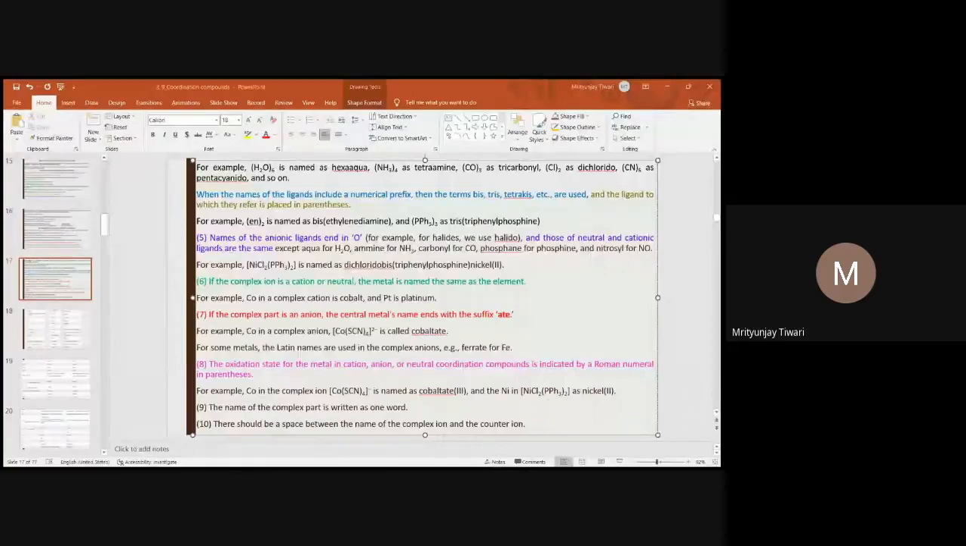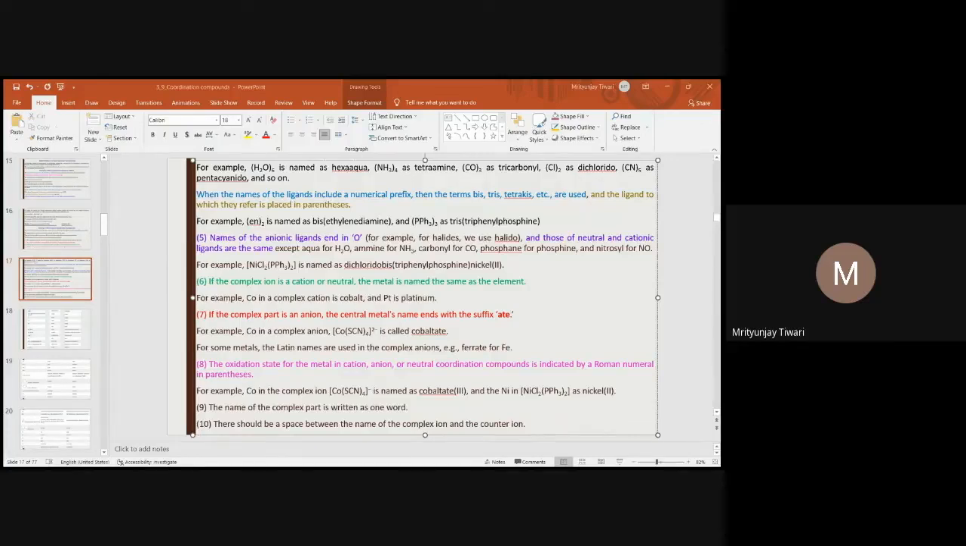So anyway, this now becomes a heptadentate ligand: one, two, three, four, five, six, seven donor atoms. In this case, one, two, three, four, five, six, seven, eight is the octadentate ligand. This is also an octadentate ligand, and so on. Let us now see some examples.